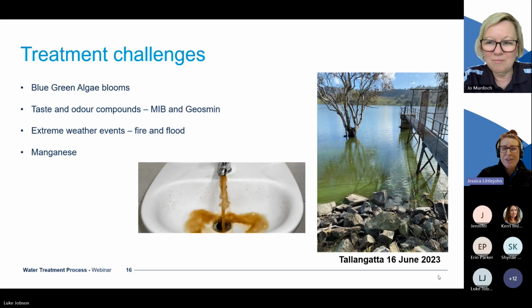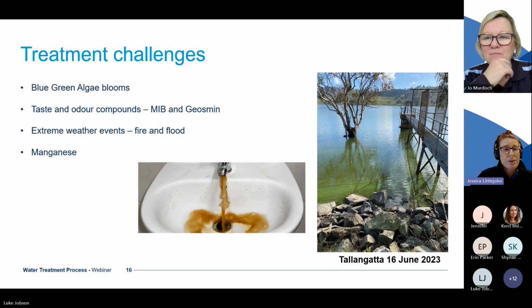For all of you that live in this region, you will have experienced the extreme weather events that we are now dealing with on a day-to-day basis, really. So increased flooding, increased storm events, and of course the impacts of the major fires in 2019 as well. We're still experiencing water quality impacts from those fires, particularly in the Hume Dam.